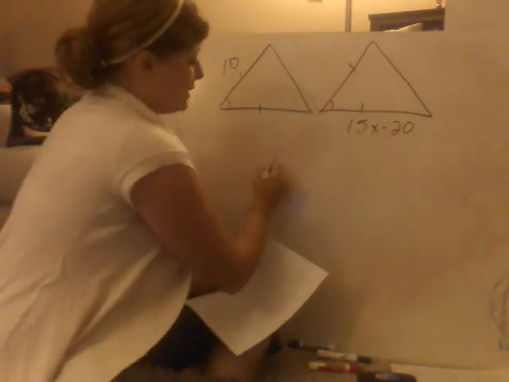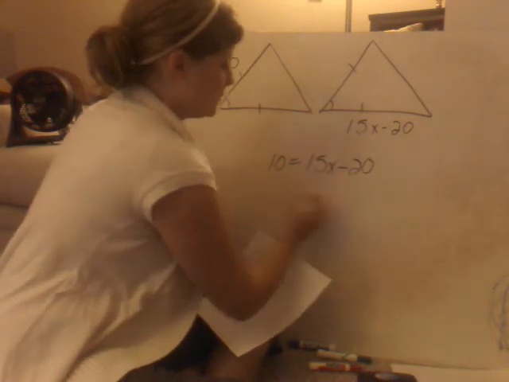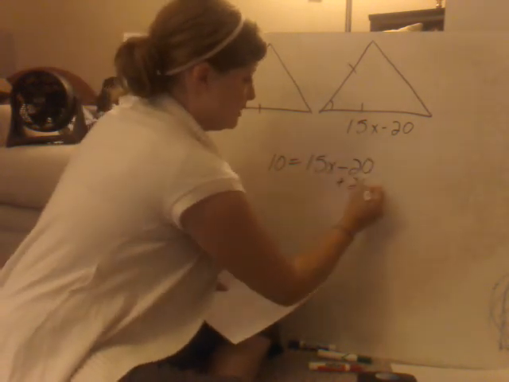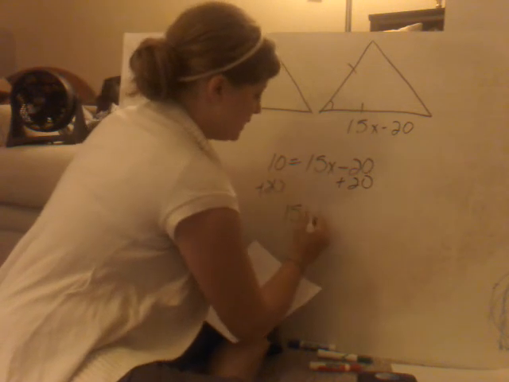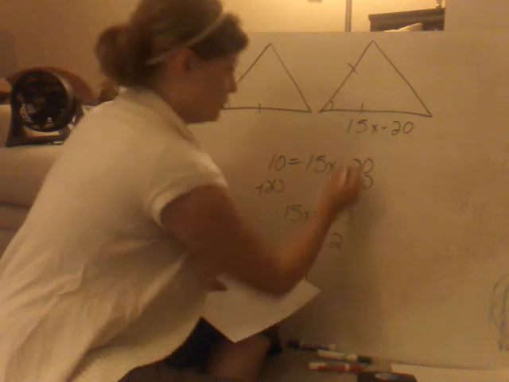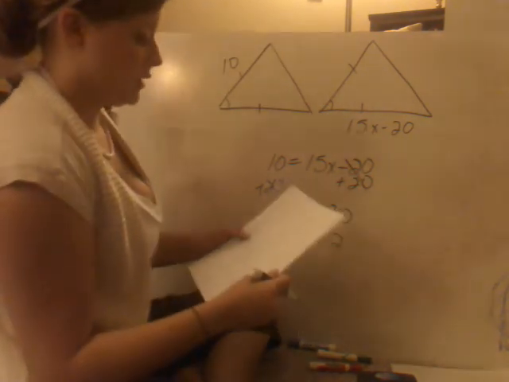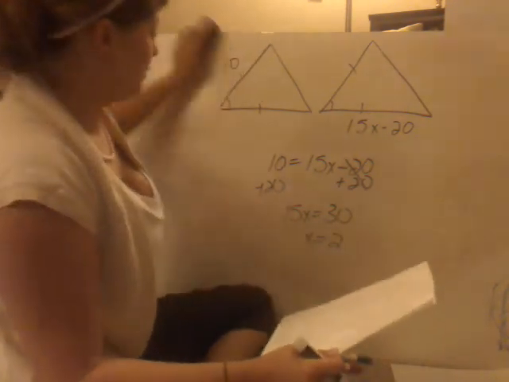And I'm going to just set the 10 equal to 15x minus 20. Add my 20. Add my 20. 15x equals 30. X equals 2. Alright? That's all I want to know for that part of the problem. Number 2.